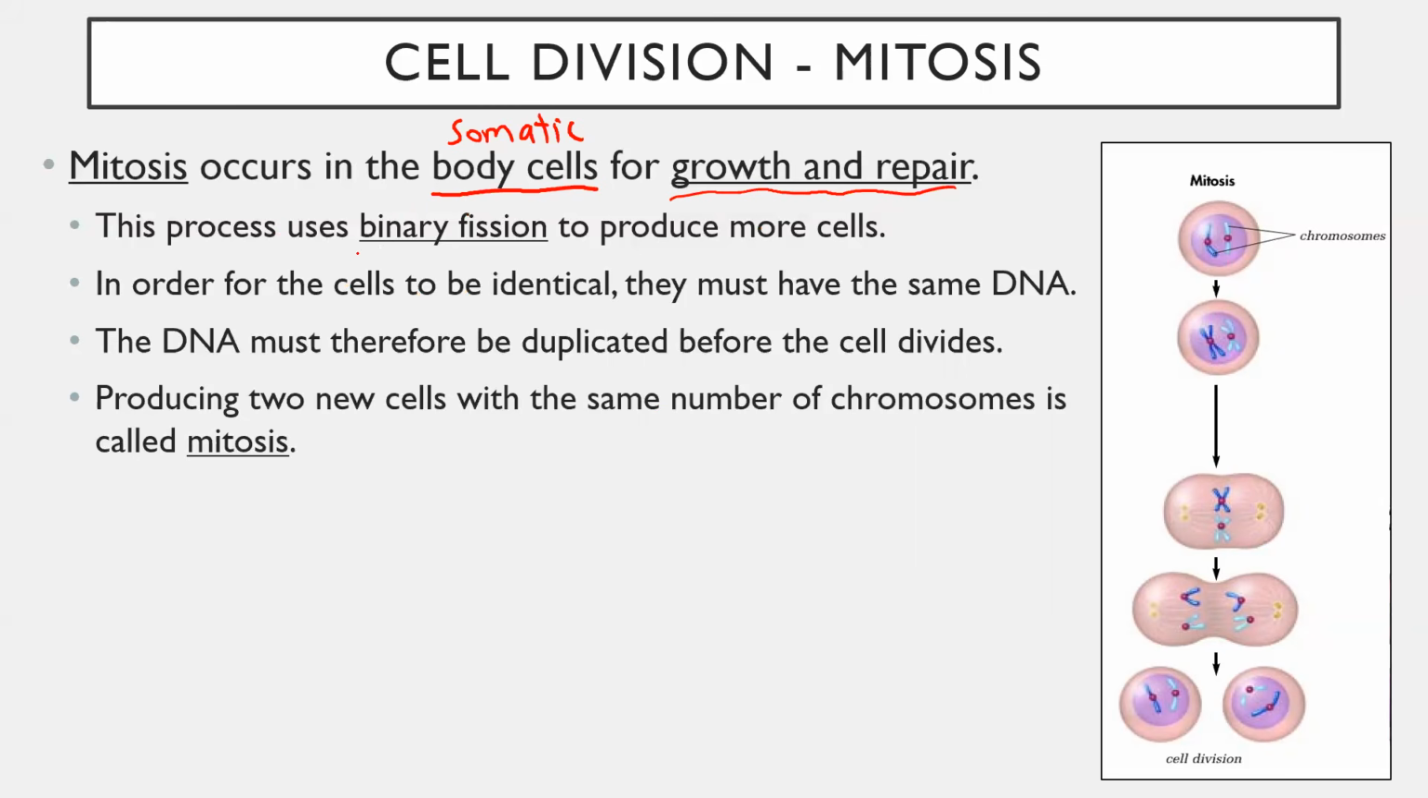Now this process uses binary fission to produce more cells. If you are connecting that term back to what we learned just a while ago about asexual reproduction, that means in your body right now, replicating at all times, your cells are actually doing asexual reproduction to produce more cells. That is mitosis, okay? That is a process of creating more cells. Now, in order for the cells to be identical, they must have the same DNA. The DNA must therefore be duplicated before the cell divides. That's important to understand. So before the cell divides, it copies its DNA, and once the DNA is all copied, it's got it all sorted, it splits into 2 new pieces, okay?